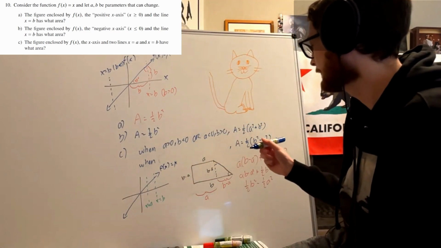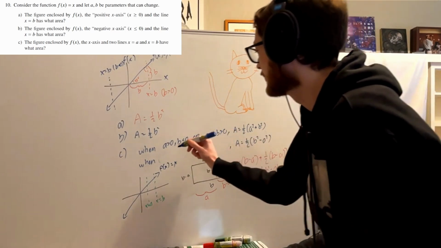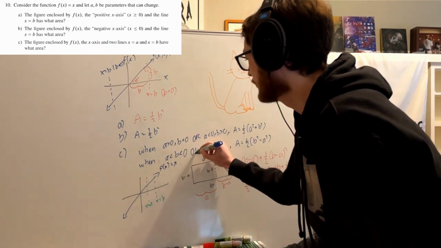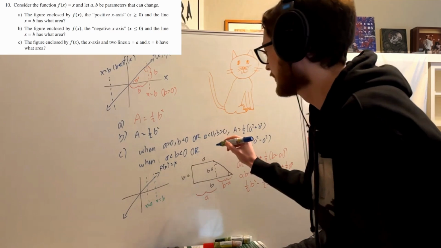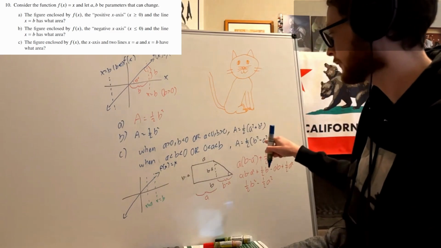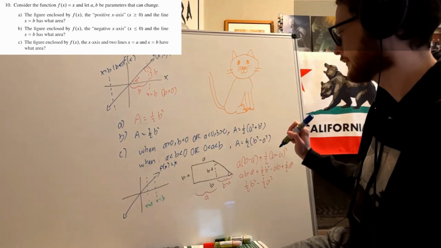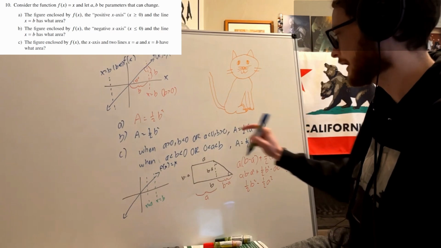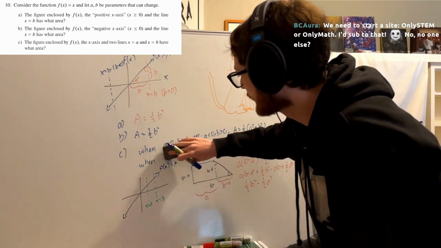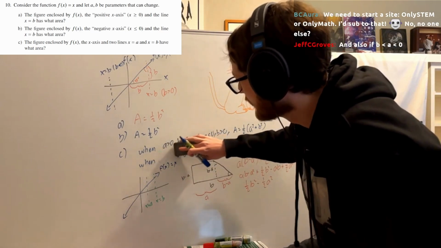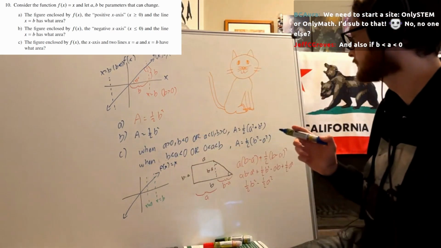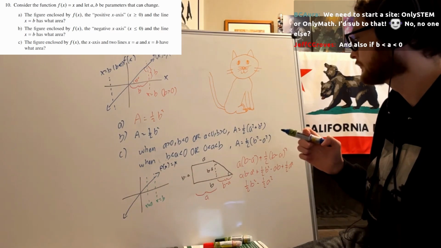So we're saying when a is less than b is less than 0, or 0 is less than a is less than b, this formula should hold. I think I need to flip those though, don't I? B is less than a, because we're dealing with negative numbers. That feels better.